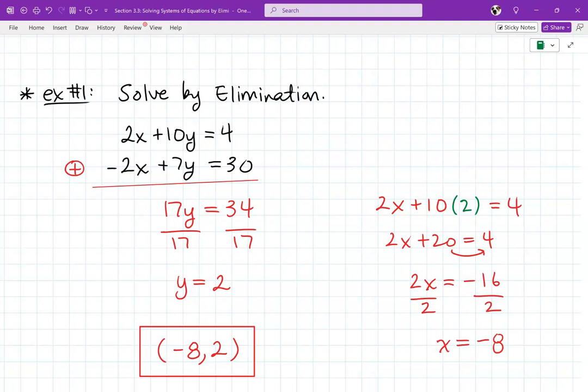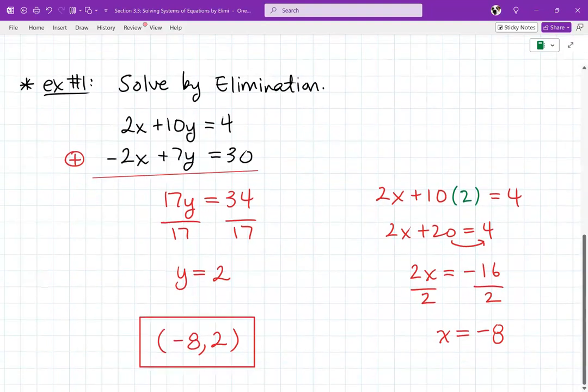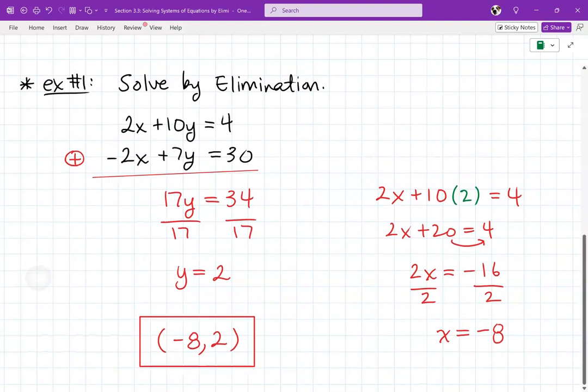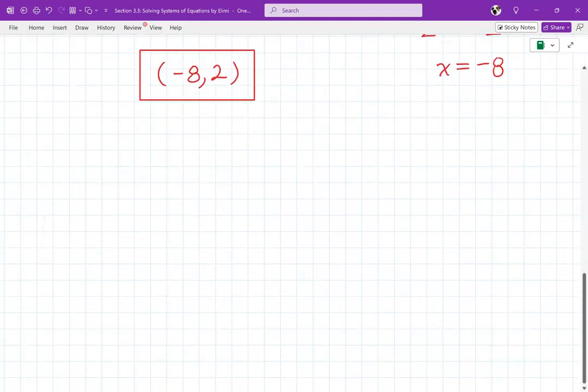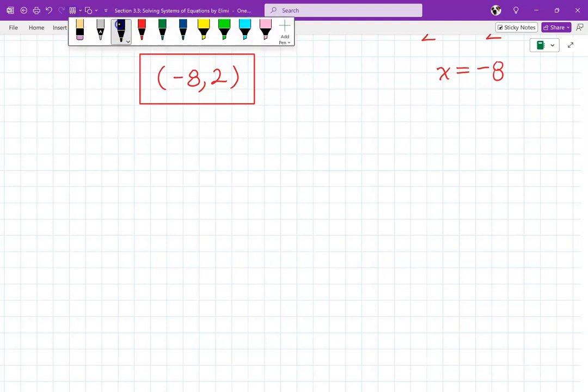If the variables do not disappear, if one of them does not disappear, that means you got to do the other. Okay, if you added and it didn't disappear, then try subtracting. Okay? So, and then once you find one of the variables, like we did right there, y equals 2, plug it into any one of the original two equations, solve for the missing variable, and we're done. Okay? So here's example number 2.